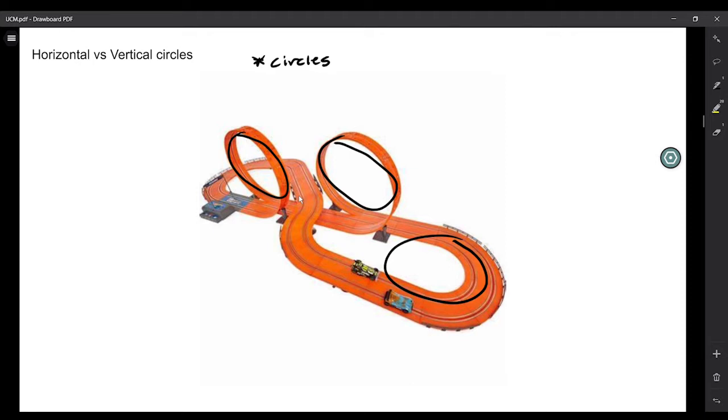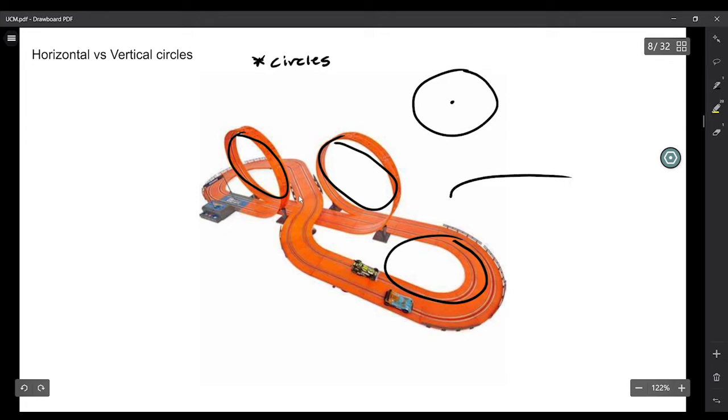Let's say our object is one of these cars here. Choose your favorite. Now, vertical circles have a center, and same with horizontal circles. That is where your radius stems from. So we're back to regular algebra here, or math, as you should know it. If you don't know, watch the circle song on YouTube.